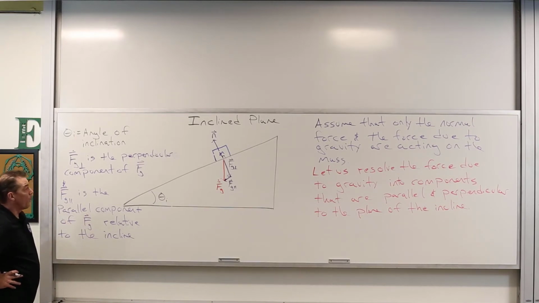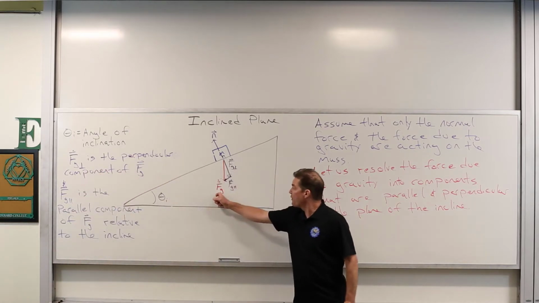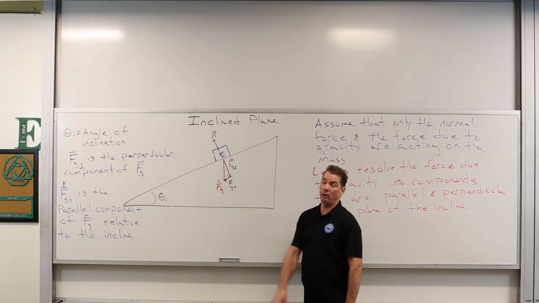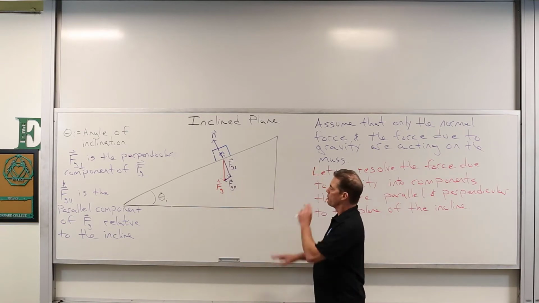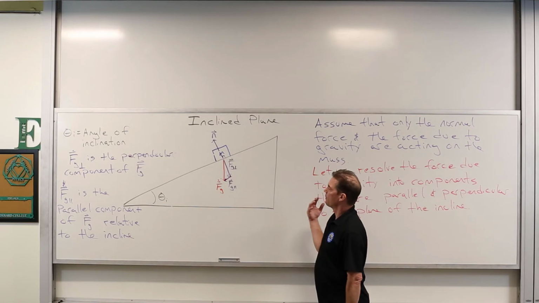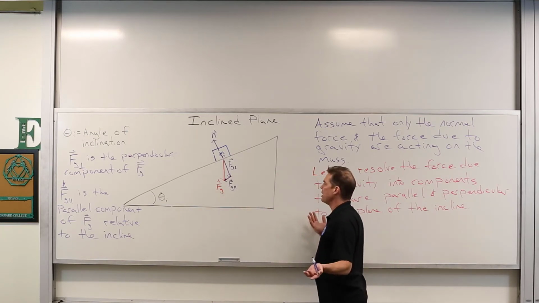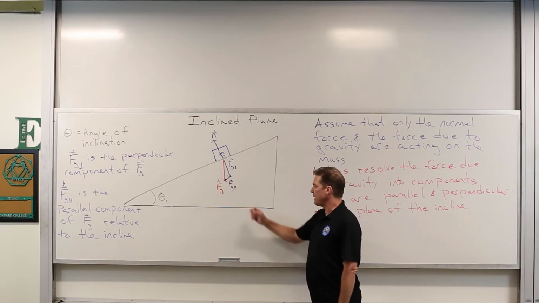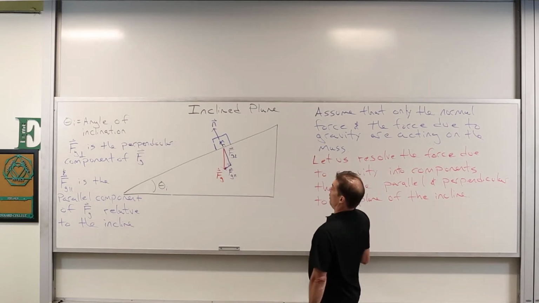All right, what we want to be able to do is figure out how to resolve this F_G into its parallel and perpendicular components. So what we've got to be able to do is find some way that they're related to one another. F_G is easy, right? That's just mg. How do we get the perpendicular and parallel components of it? Well, that's a good question. Let us proceed.